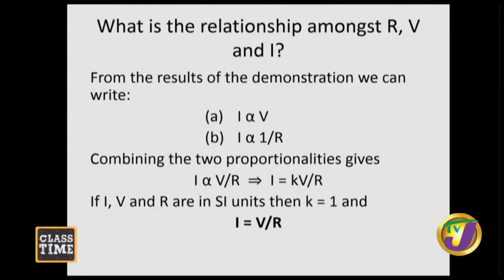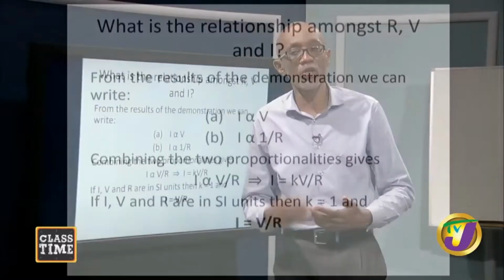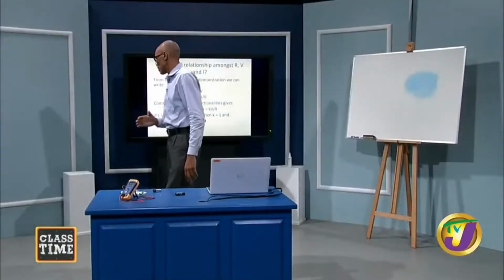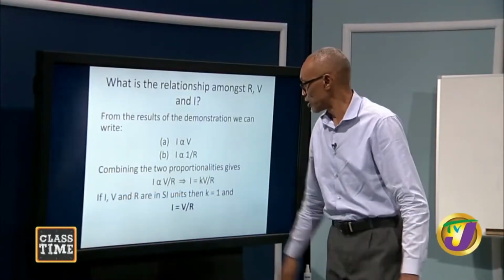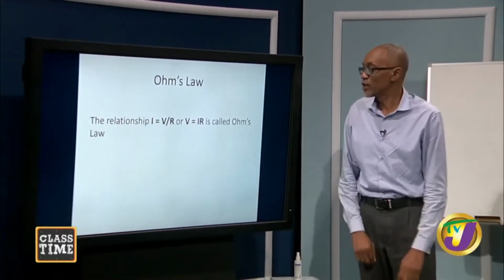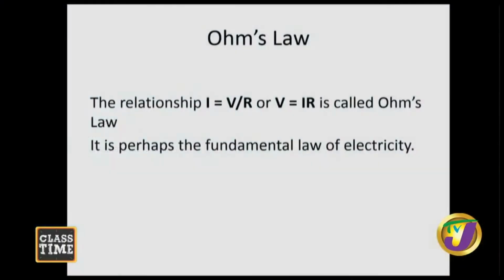And that comes from experiments: every time we use circuits, we find that this is true. And so as a result, we come up with this equation, I equals V over R. This relationship, I equals V over R, or in a more familiar form, V equals IR, is called Ohm's law, and it is perhaps the fundamental law of current electricity.